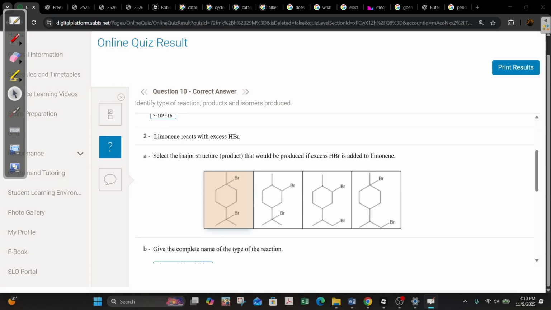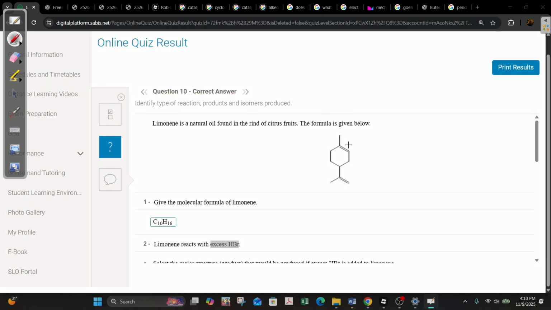Next one. Limonene reacts with excess HBr. Okay, this is what I explained before. The bromine will attach to the one with the least amount of hydrogen. So you want to focus on the ones that have a double bond. Let's focus on the top one first. Let me just draw it out so we don't get confused. When the double bond breaks and it attacks hydrogen, the bromine will attach to the one with the least amount of hydrogen, which is Markovnikov's rule. And where's this? It's right there. So this is bromine.